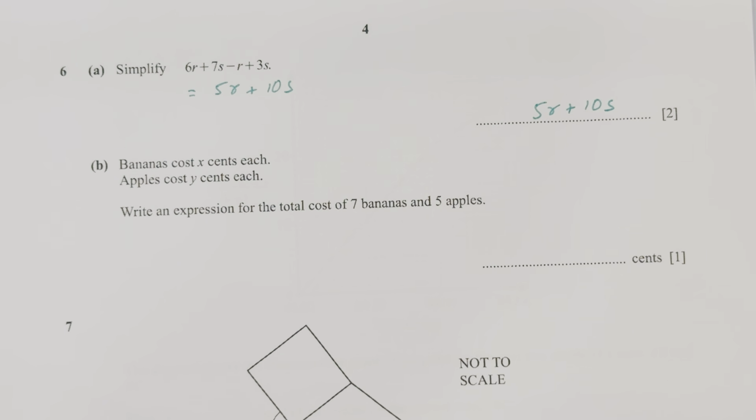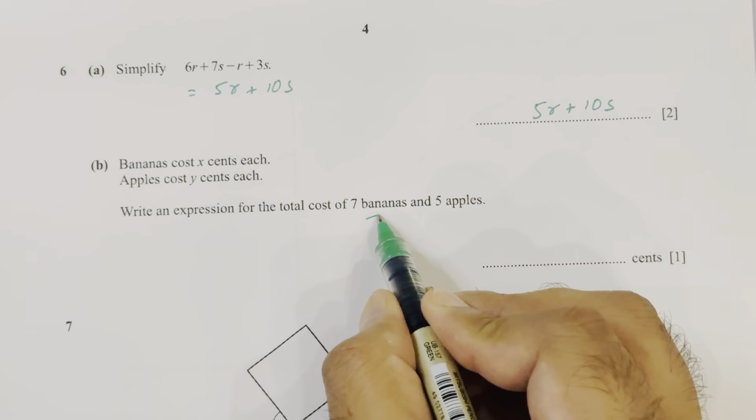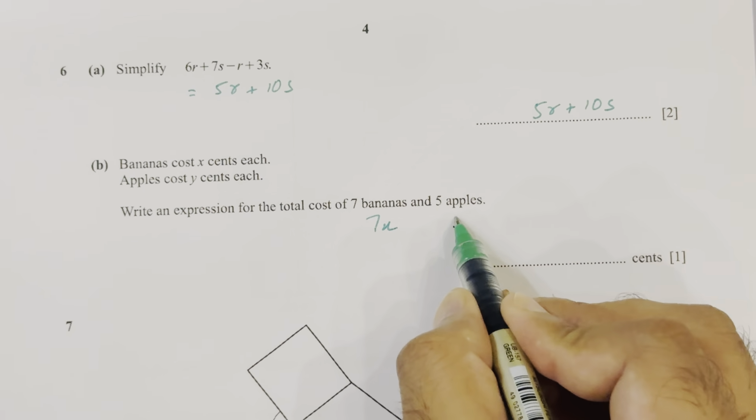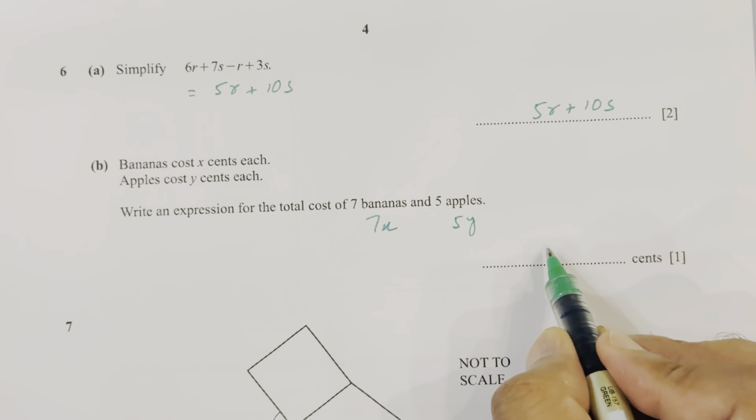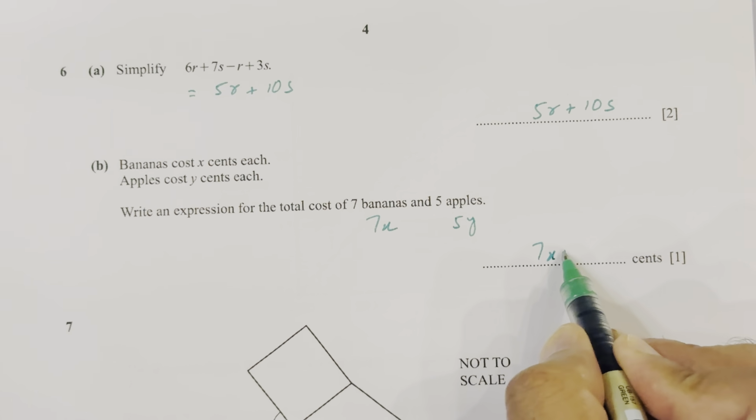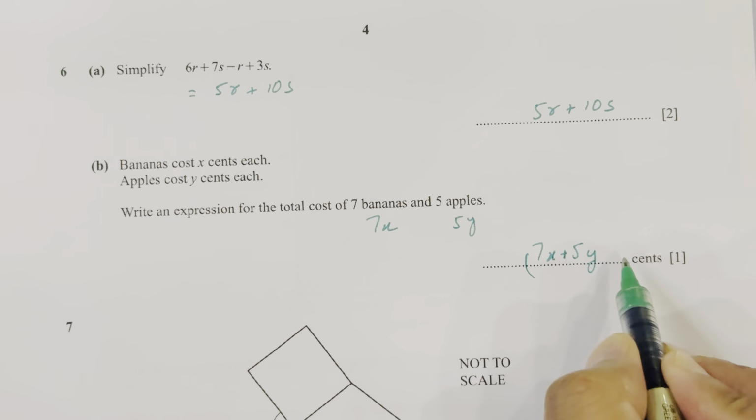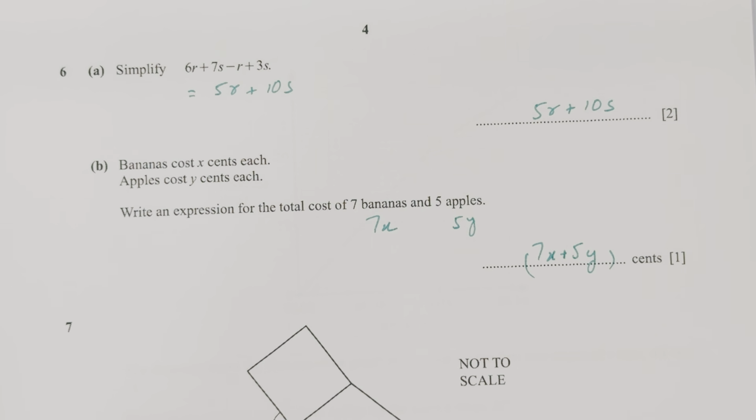Bananas cost x cent each, apples cost y cent each. Write an expression for 7 bananas and 5 apples. So it would be 7x and it would be 5y. And the total cost would be, by adding them, 7x plus 5y. So this would be our final answer.